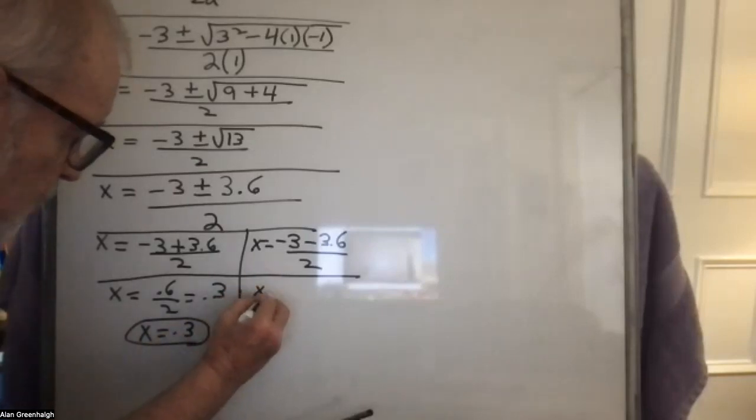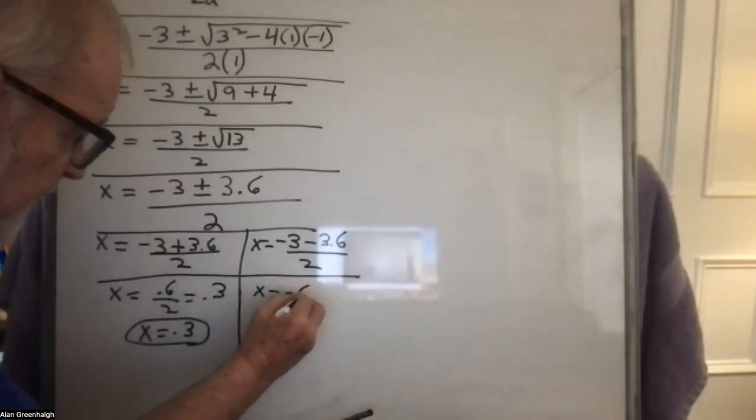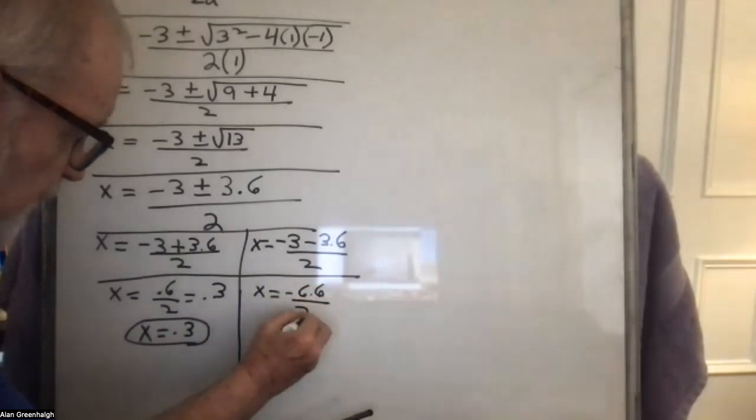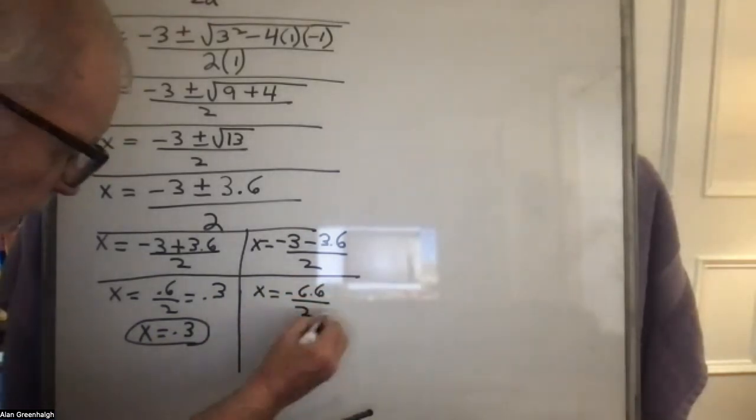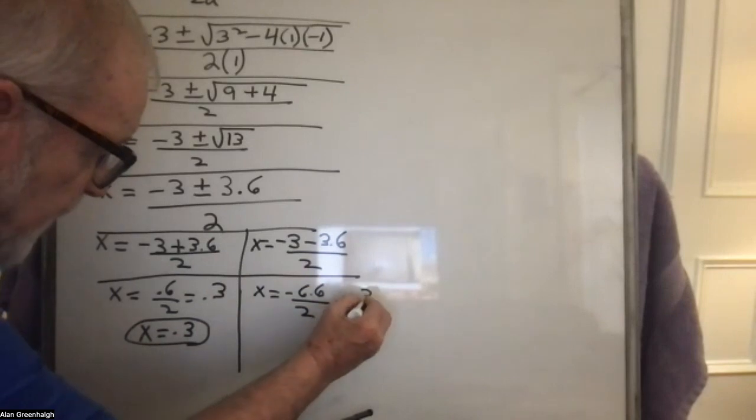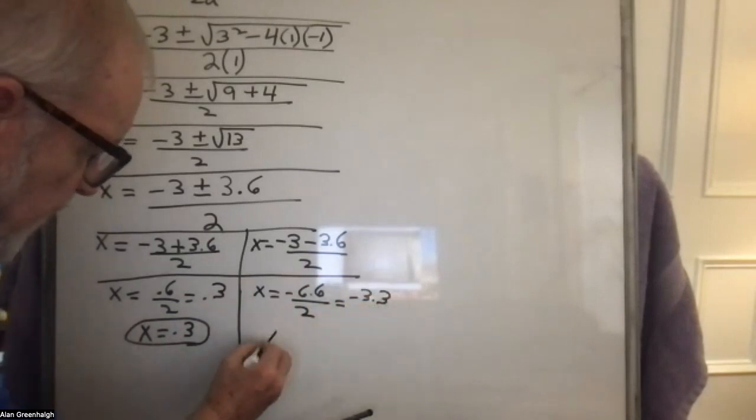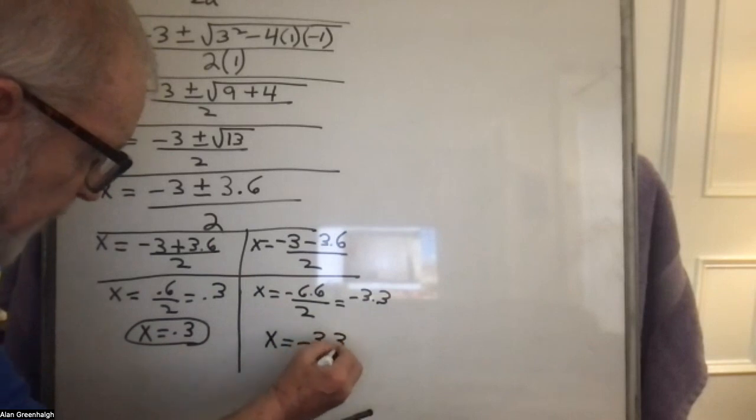And x equals -6.6 over 2, which equals -3.3. So x equals -3.3.